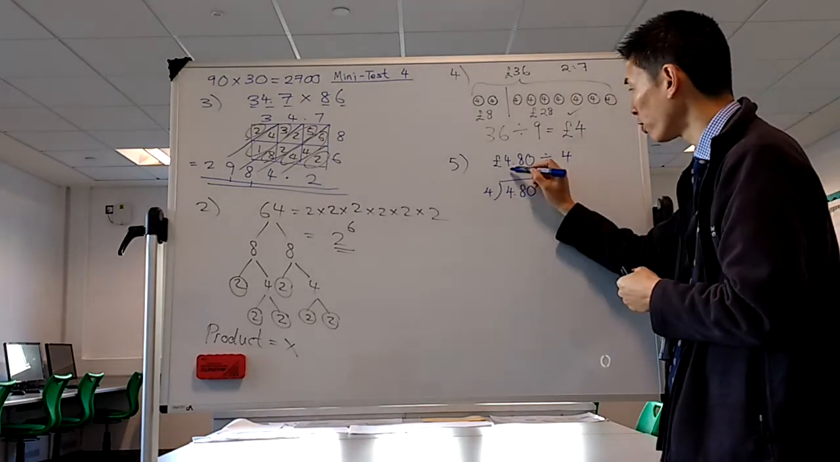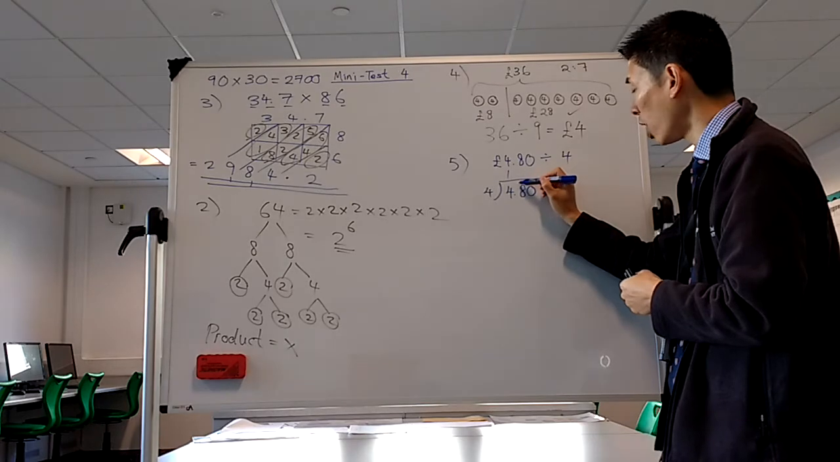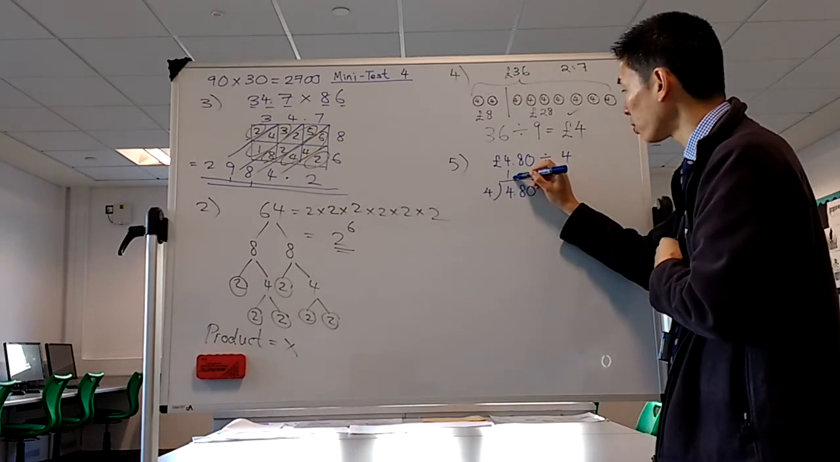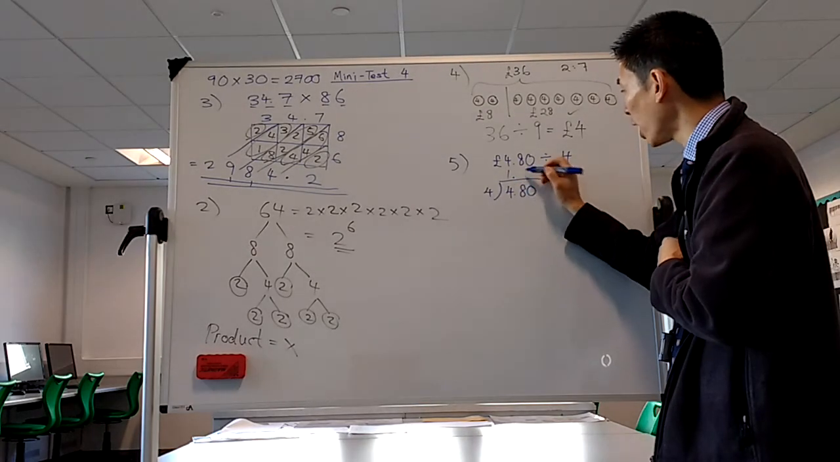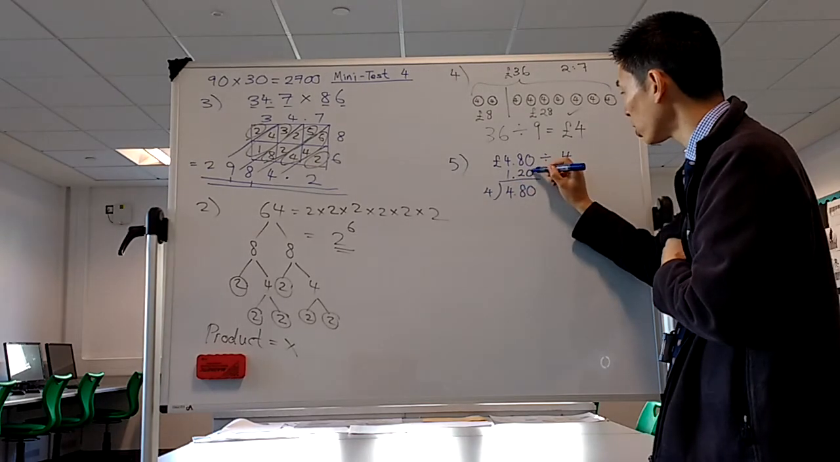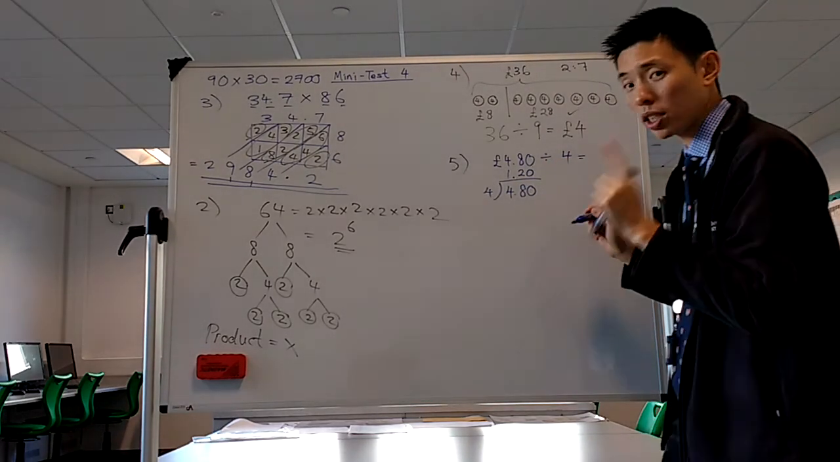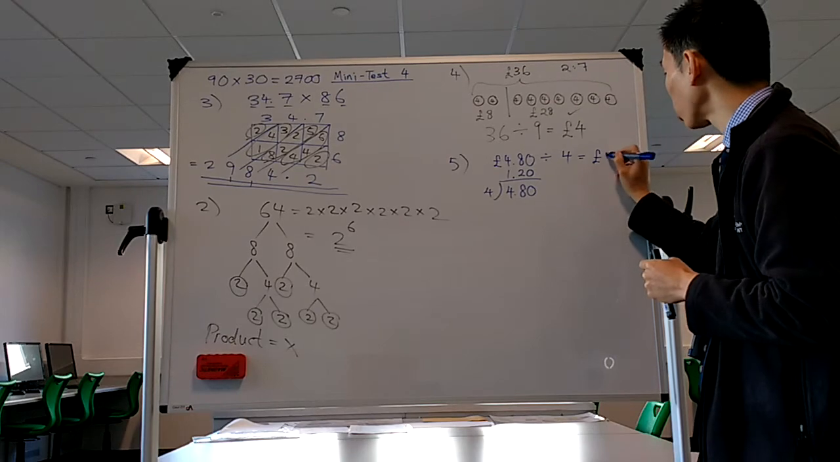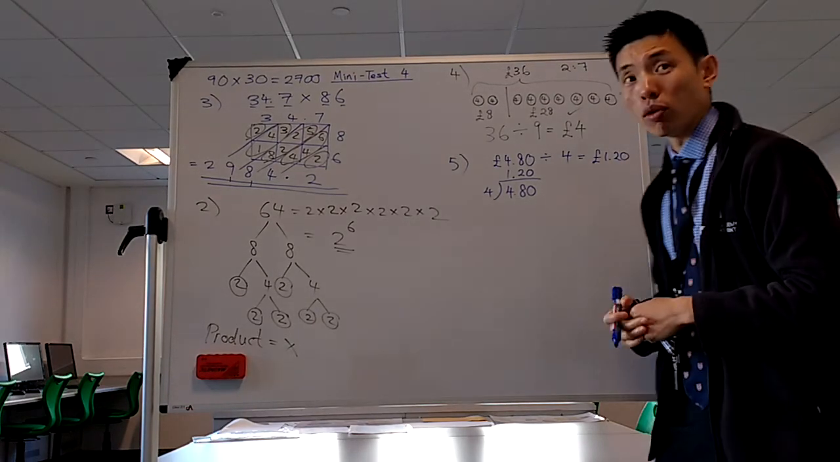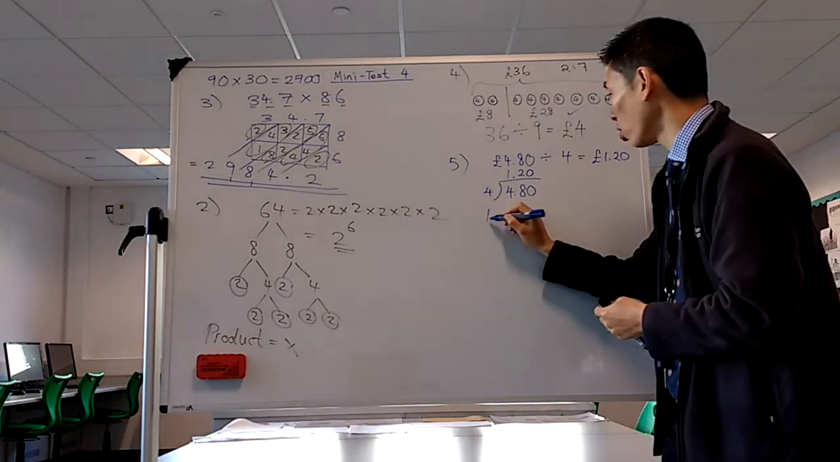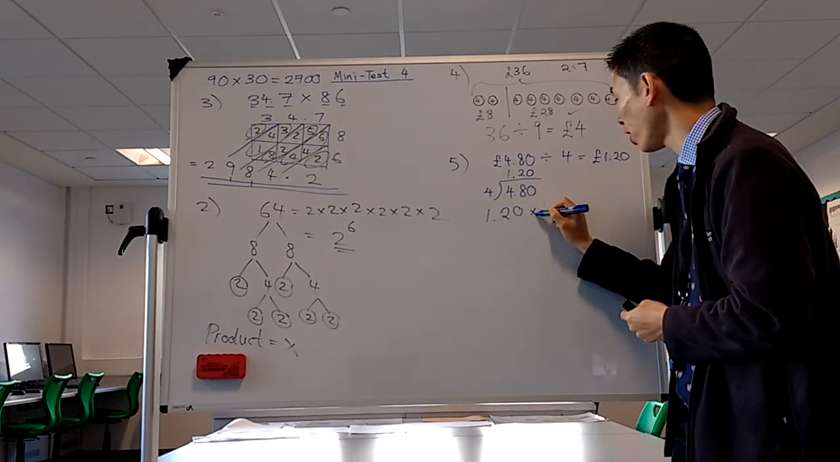So how many 4s going into 4? 1 time, no carry forward. So decimal point goes there. 4 going into 8 twice, 4 going into 0, 0 times. So it means 1 cake is actually £1.20. So for 5 cakes, you've got to do £1.20 times 5.